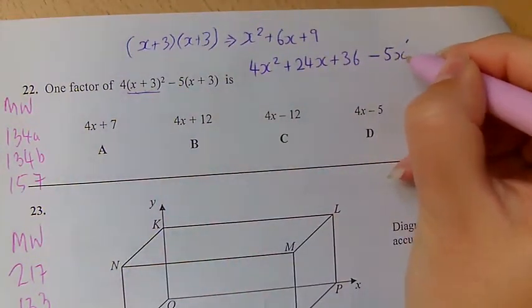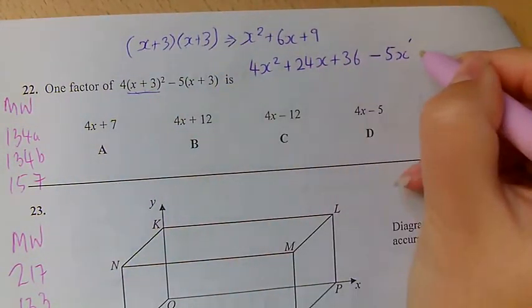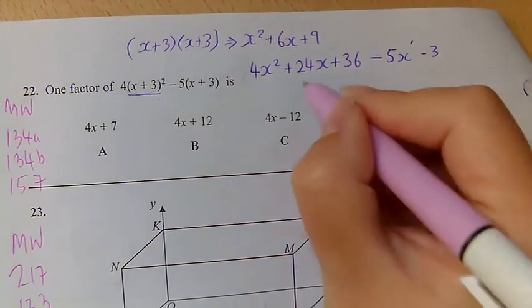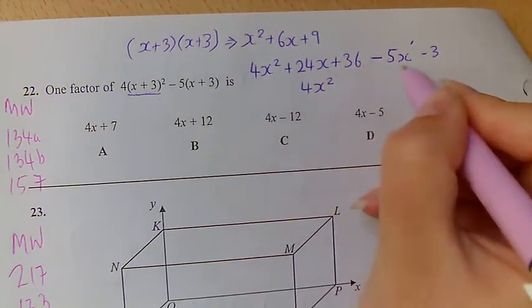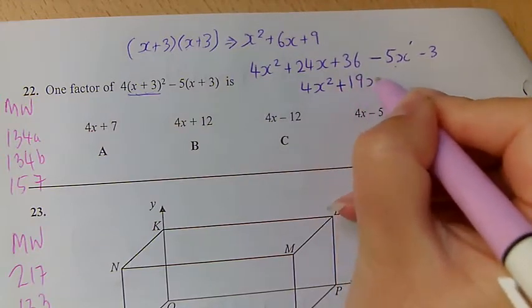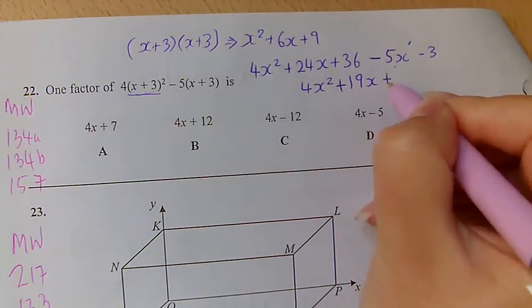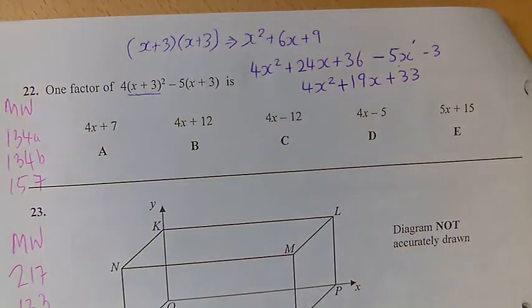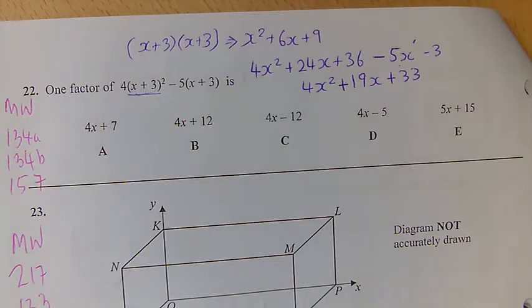So I'm going to take away 5x, take away 3. So we're going to have 4x squared. 24x take away 5x is positive 19x. 36 take away 3 is positive 33. Okay, so let's have a think. We want to work out one factor of this.